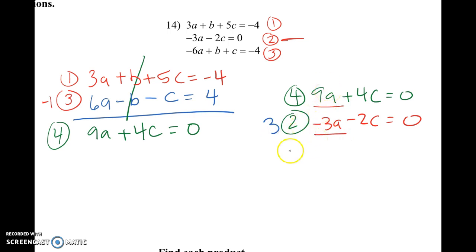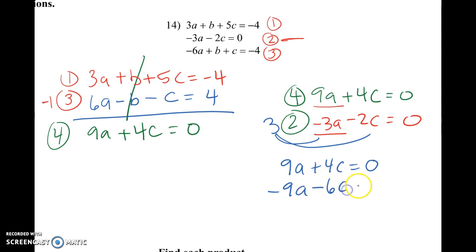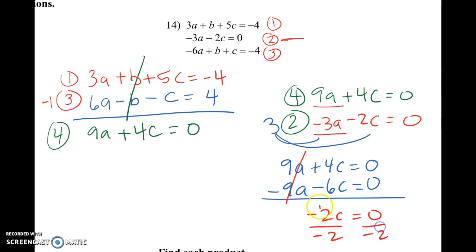And that's going to give me opposite coefficients. So I have 9a plus 4c equals 0. And when I distribute this, I have -9a minus 6c equals 0. So a's eliminate. -2c equals 0. If I divide by -2, I get c equals 0.